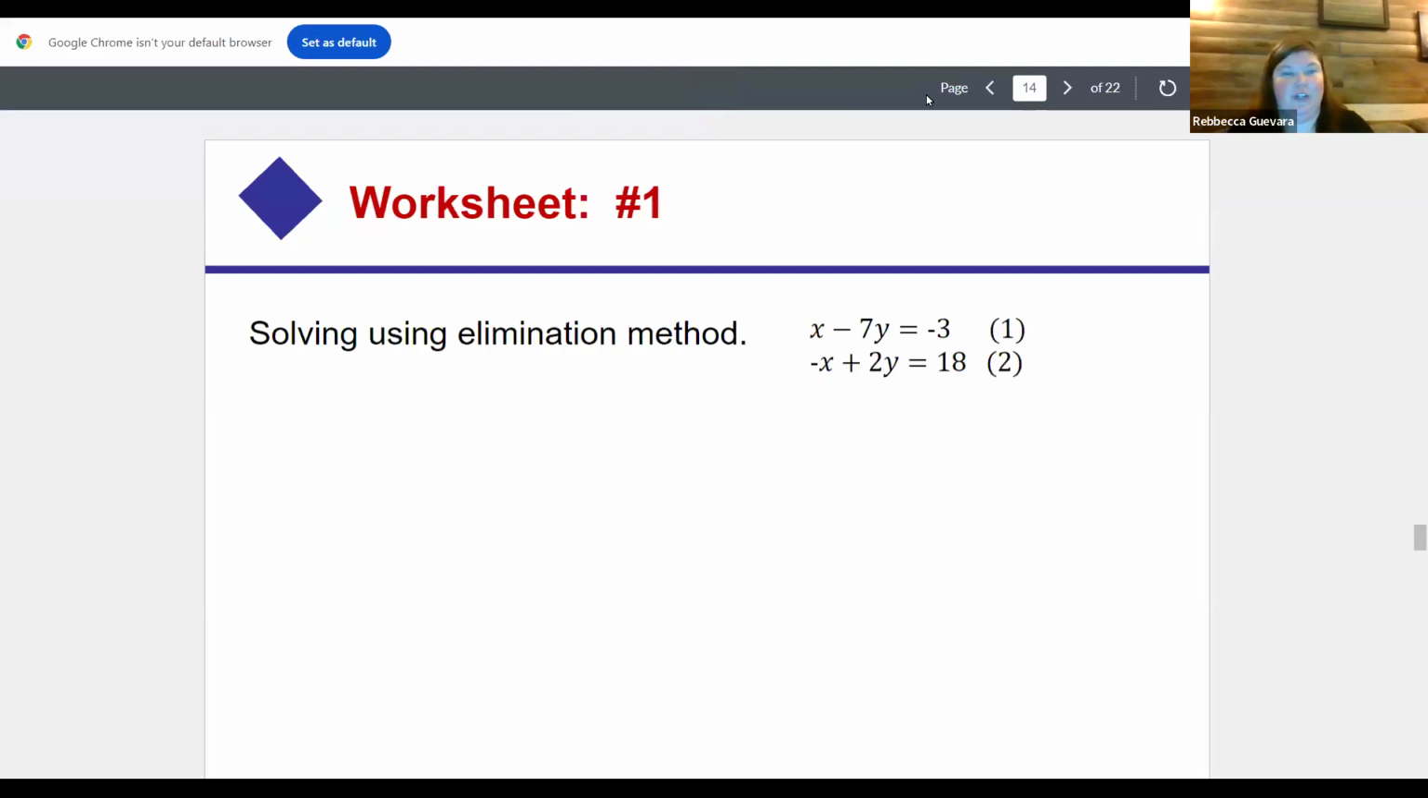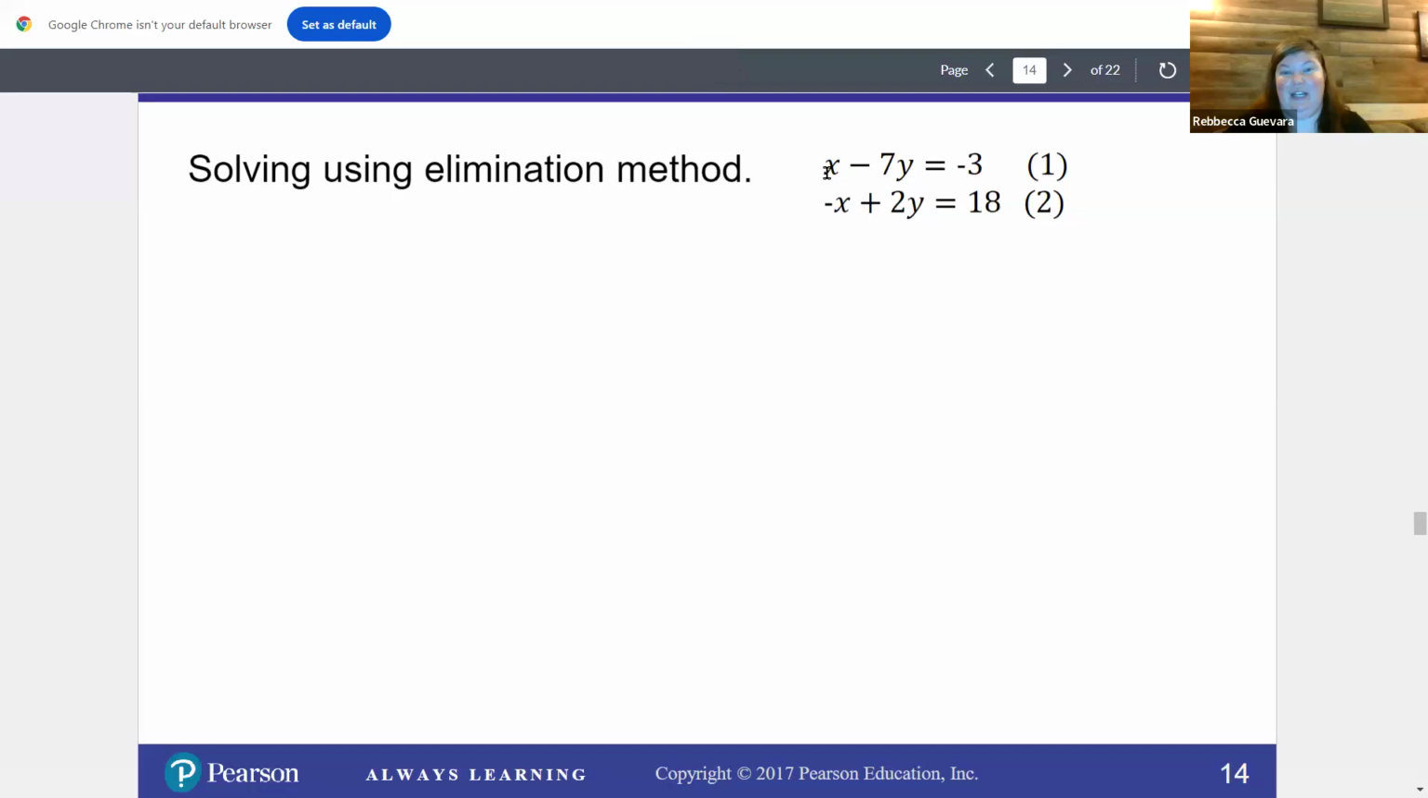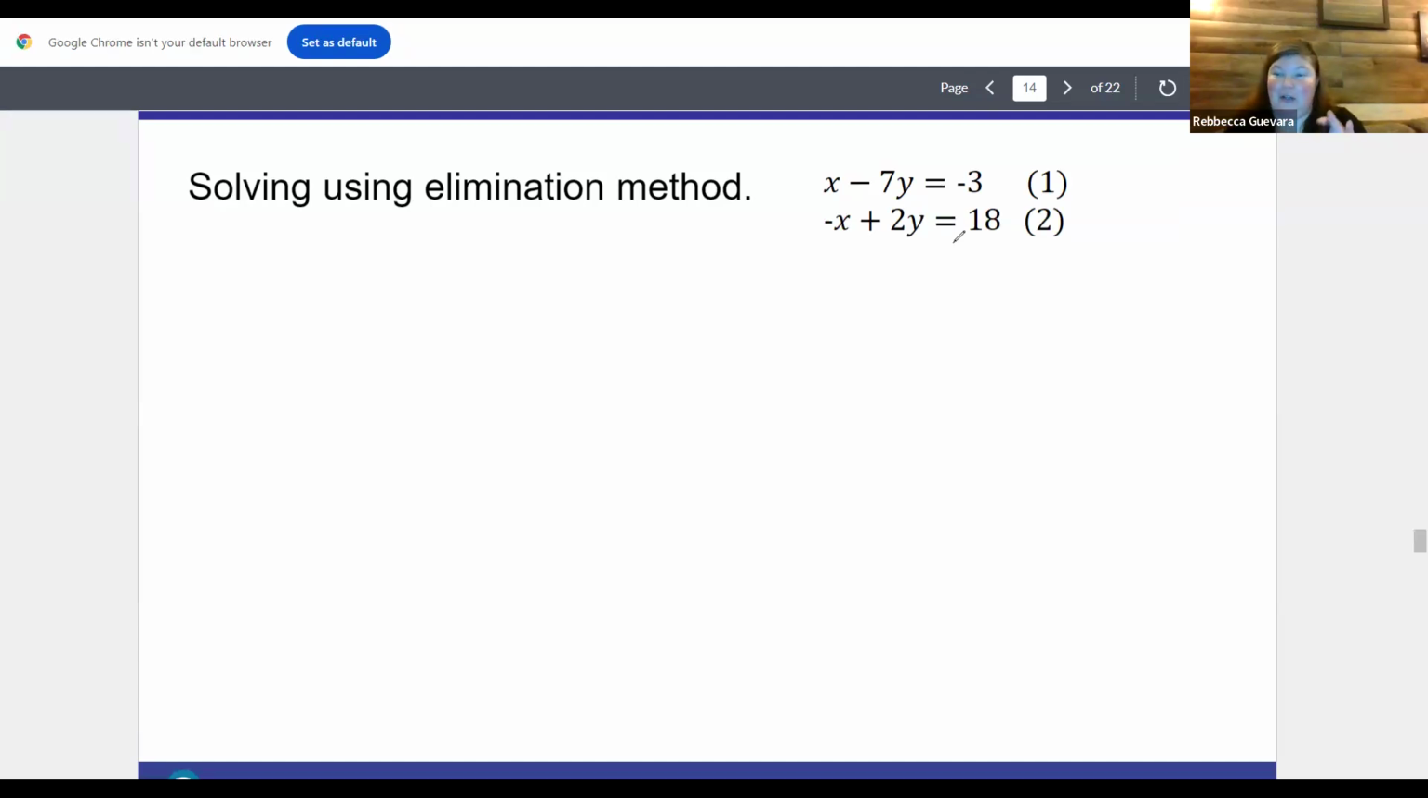Okay, so for number one here, this one is actually pretty easy. We don't have to multiply by anything because we have an x and a minus x. So those will cancel each other out. So this is going to be like our first time that x actually cancels out first. So like I said, just make sure x's line up, y's line up, constants line up, equality signs in the right place. We got to make sure that equality sign is also lined up.